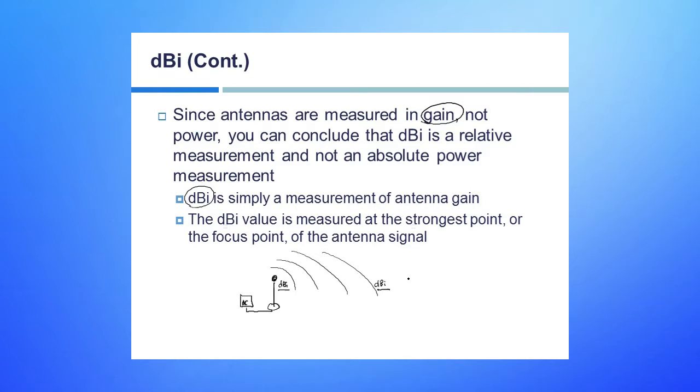So we start at the strongest point, or the focus point, of the antenna signal, and then we can measure what that power is at some other location. And so we're going to get a relation of how much of that power has been attenuated as a matter of comparison.